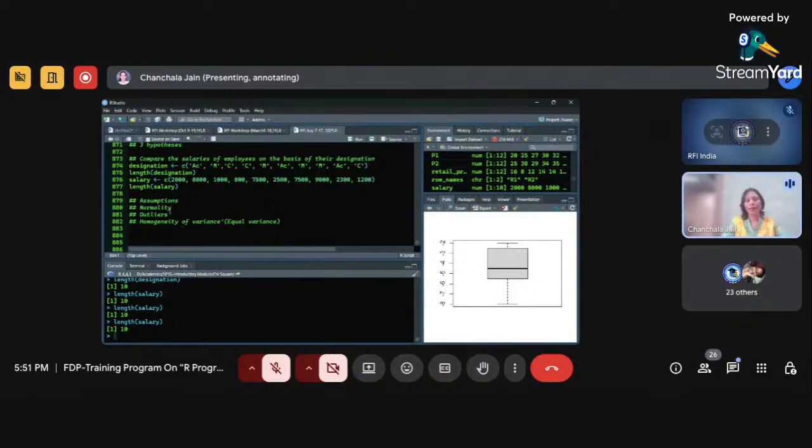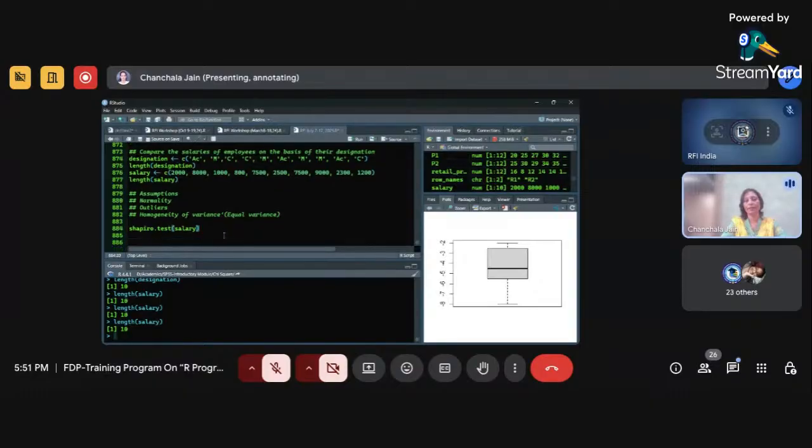I think yesterday we discussed the first two. So, anyone who can tell me how we can check the normality? QQ norm, or QQ line, or Shapiro test. Very good. So, firstly, I'm checking this variable salary. I'm taking it inside the brackets of the Shapiro dot test and checking whether it is normally distributed or not.